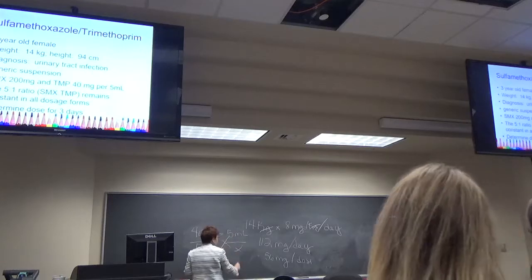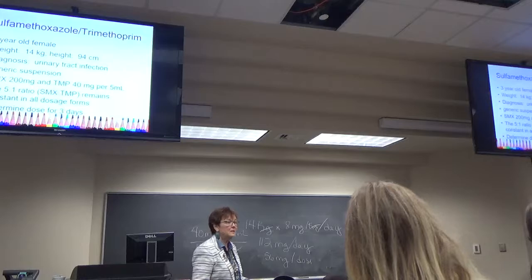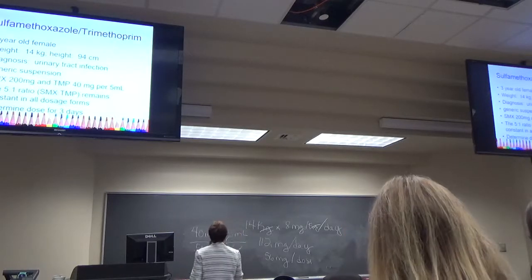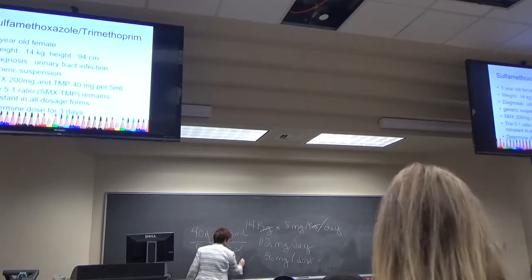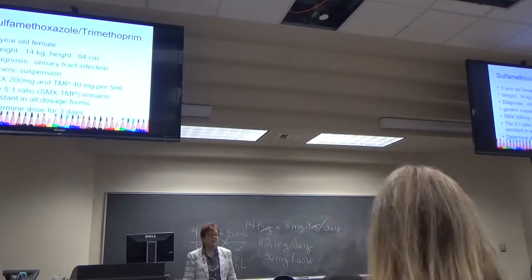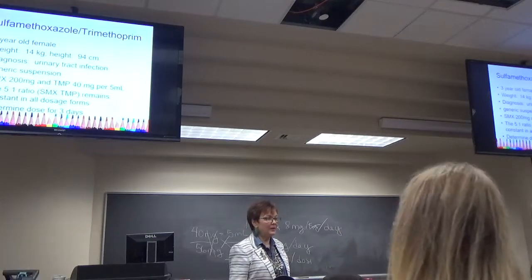So you cross multiply, and what do you get? 56 over 40 times 5. You get 7, right? 7 mLs per dose. So how much are you going to give them for the 3 days? 42 mLs. Okay, everybody follow that?